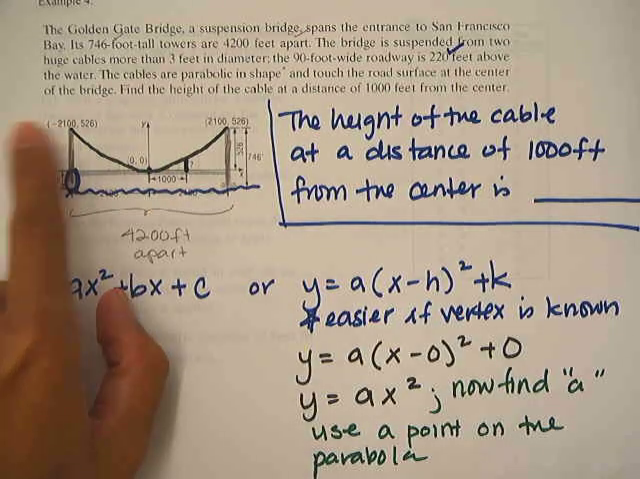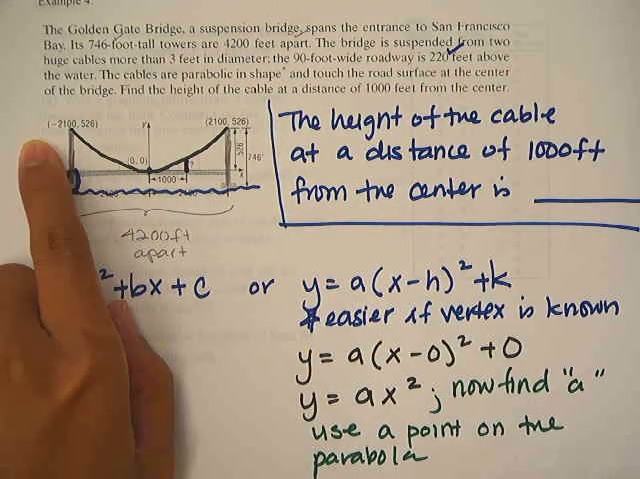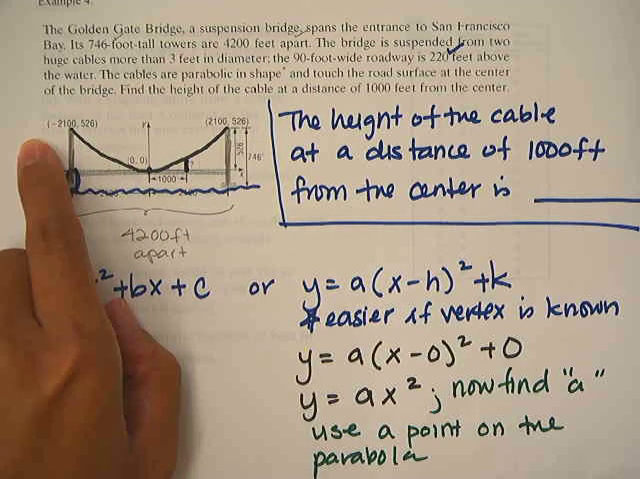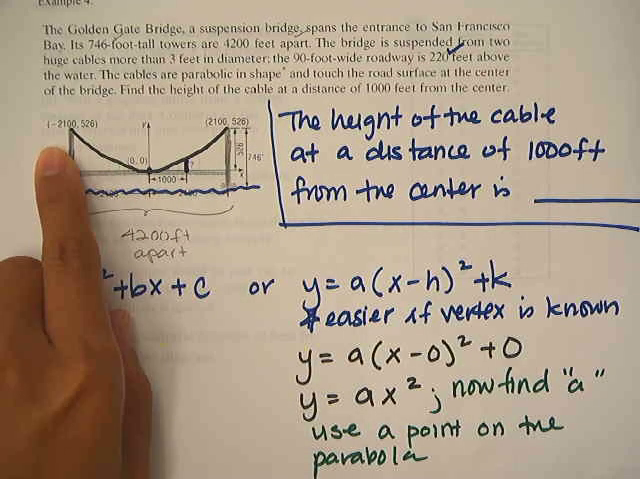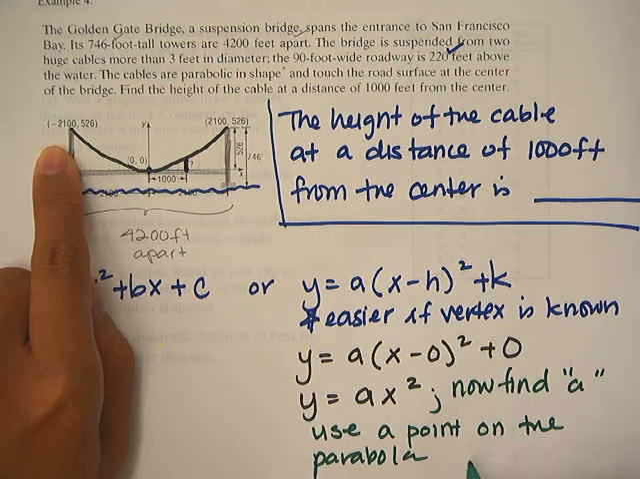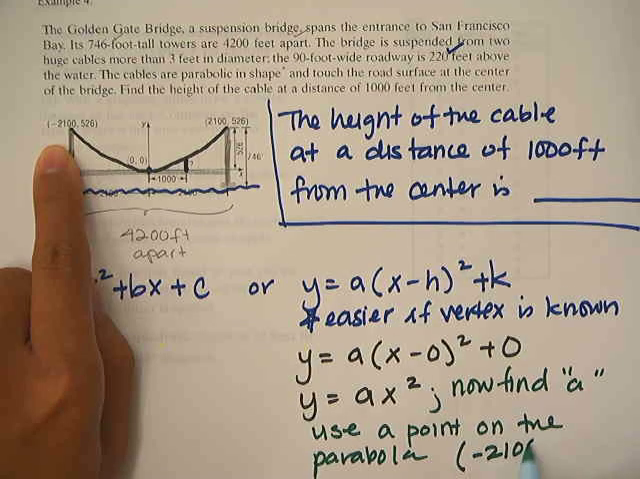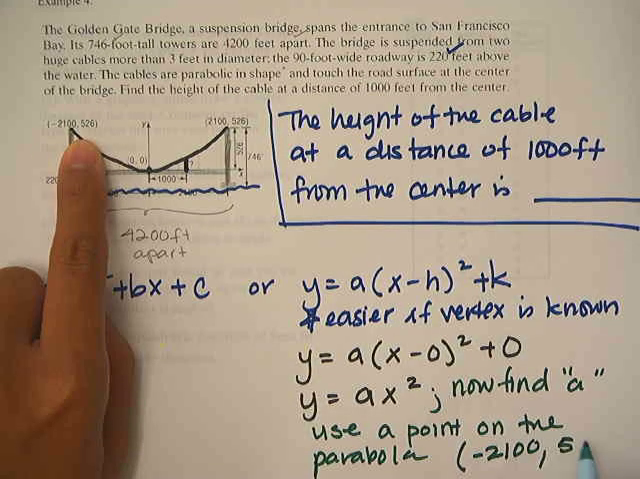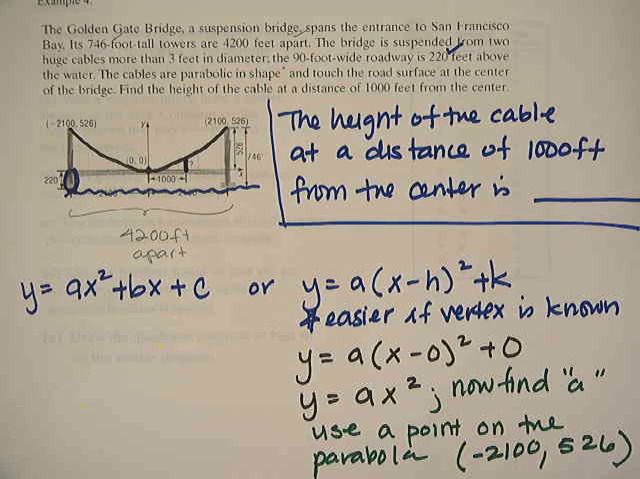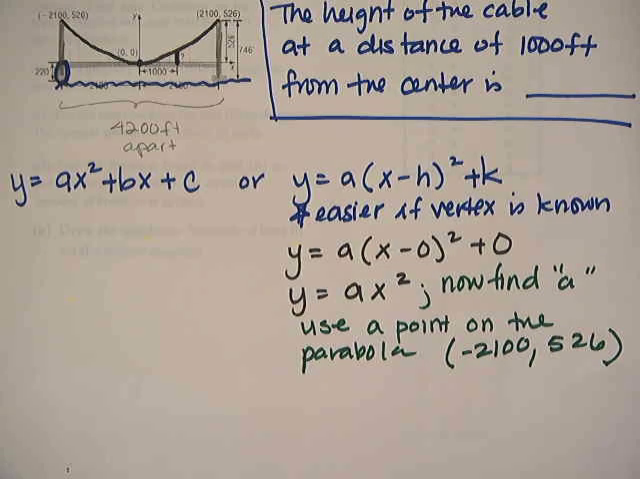Okay, so I'm going to use whichever one you want. This one or that one? Okay, which one should we use? Okay, let's go with this. Negative 2100, comma, 526. So now that that's the one we're going to use, let's plug it in.